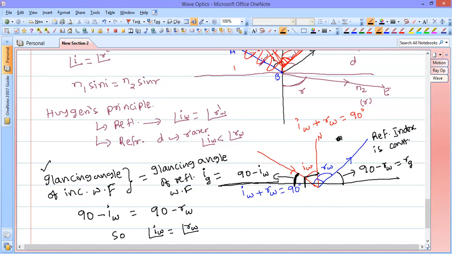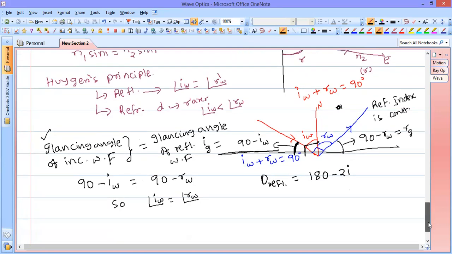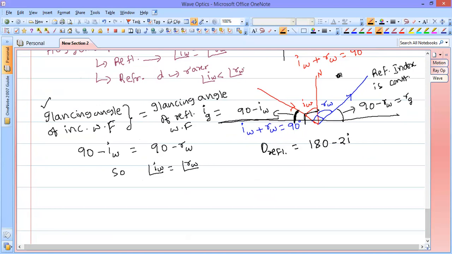Glancing angle? Yes, sir. Glancing angle. Since there is no change in medium, there will be no deviation in the light ray. Even in the reflection, we can say the deviation in the reflection is 180 minus 2i. So since there is no deviation, the angle with which the incident wavefront is incident, with the same angle will have the reflected wavefront.